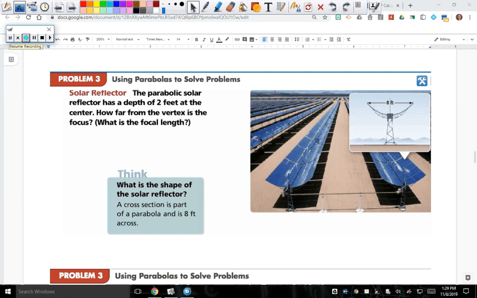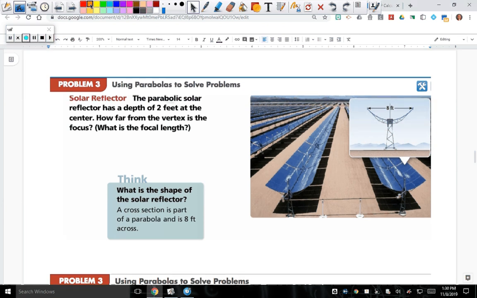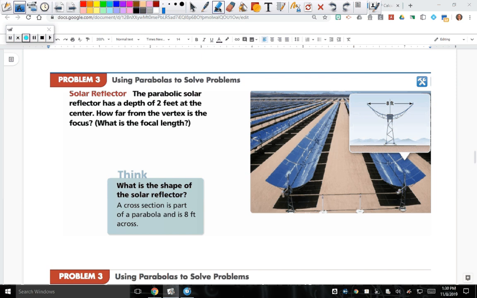Here we go. The parabolic solar reflector, and this is what I was talking about in the other video. This is like a power plant of clean energy. It has a depth of 2 feet. This depth of 2 feet right here, let me highlight it so you can see it, is from there to here. Okay? So this is like a cross section of each of those solar reflectors.